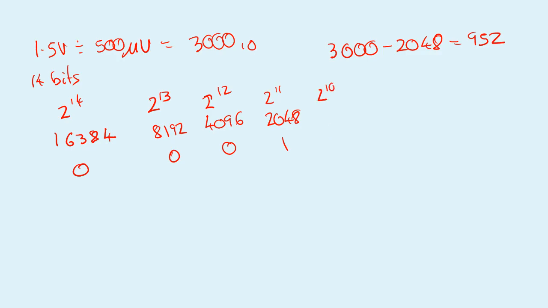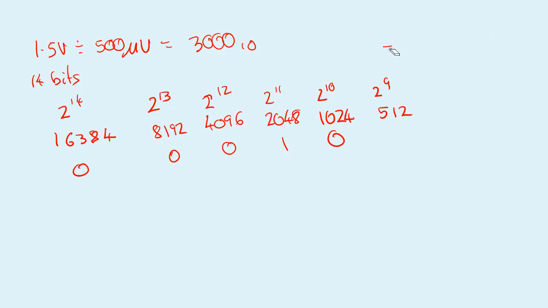So the next number after that is our tens. So 2 to the 10 is going to be 1,024. 952 is too big for that, so we don't need any of those. 2 to the 9, halving again, so that will be 512. We do need a 512. Just going to put this underneath the space. That's 440. That's still quite a big number. So we do need one of those.